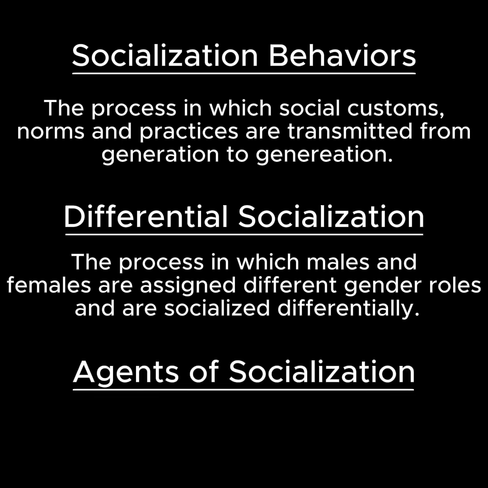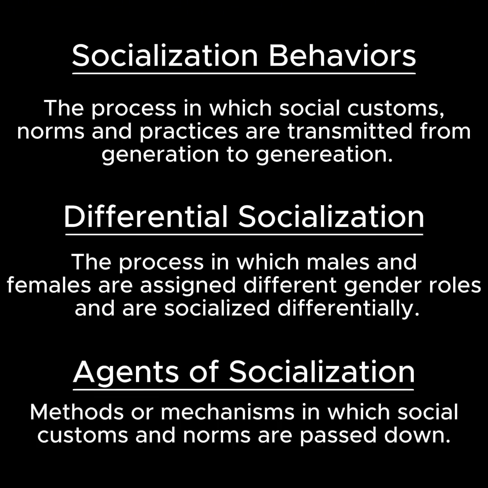There are many different agents of socialization. Agents of socialization are mechanisms or methods by which these social customs and norms are passed down. So family is a huge one, especially parents. Probably among the most important. Probably the second most important would be peer groups, and obviously the relative importance would differ between different people and different customs. But family and peer groups are very important in all cultures.